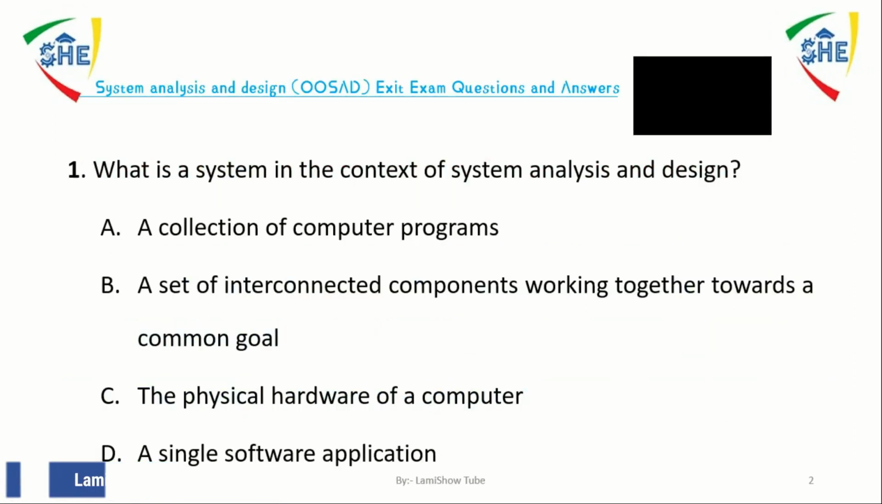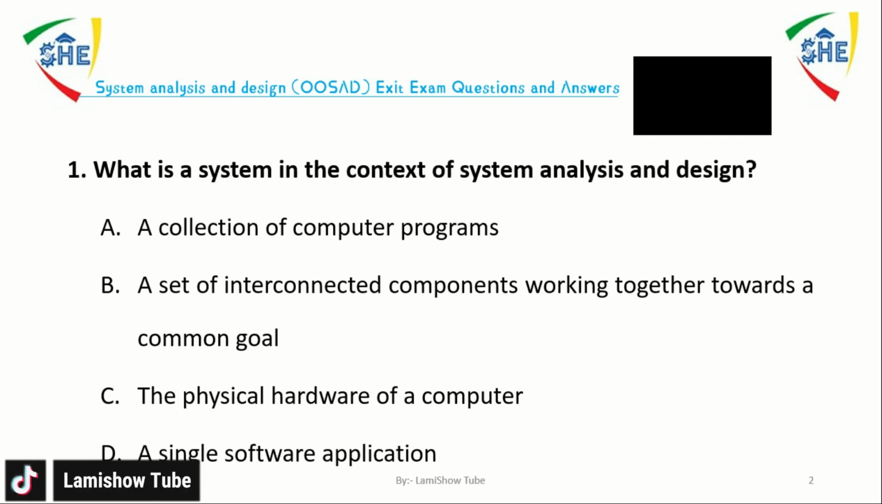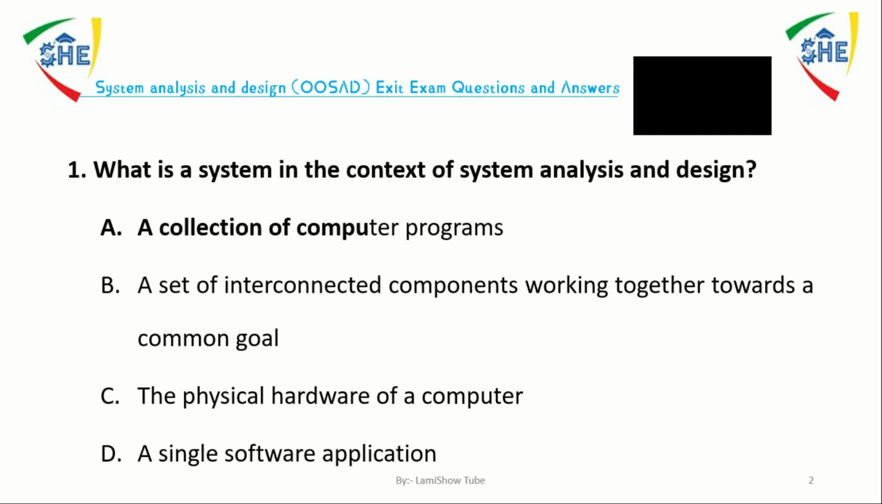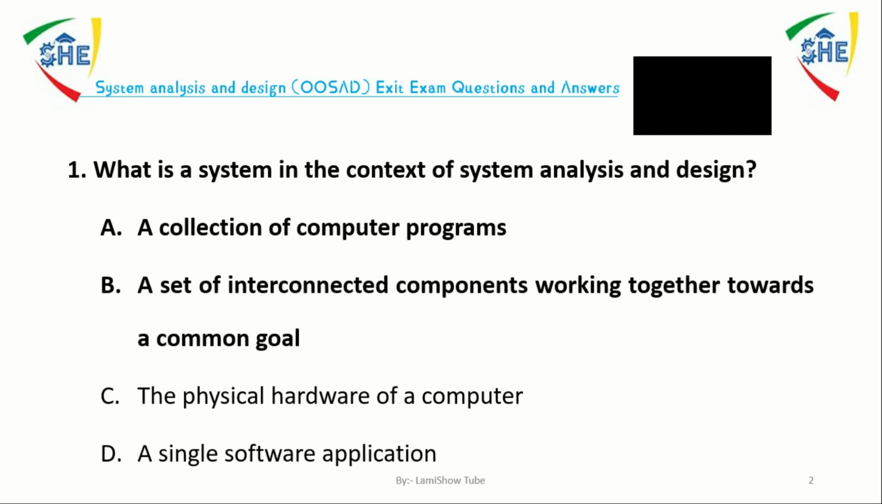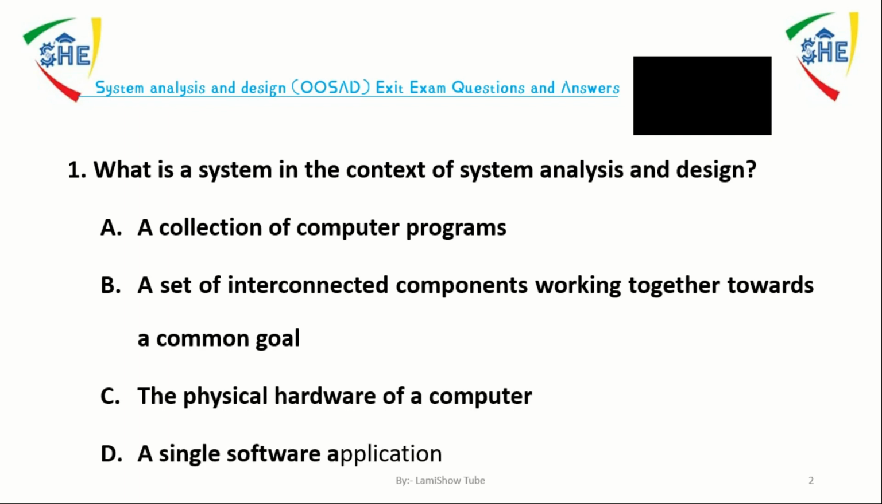Question number 1. What is a system in the context of system analysis and design? A, a collection of computer programs. B, a set of interconnected components working together towards a common goal. C, a physical hardware of computer. D, a single software application.